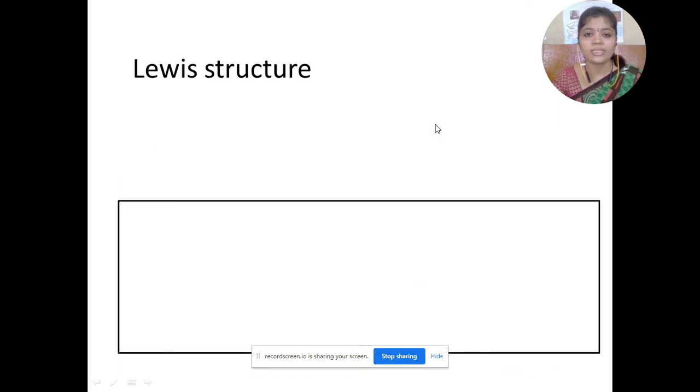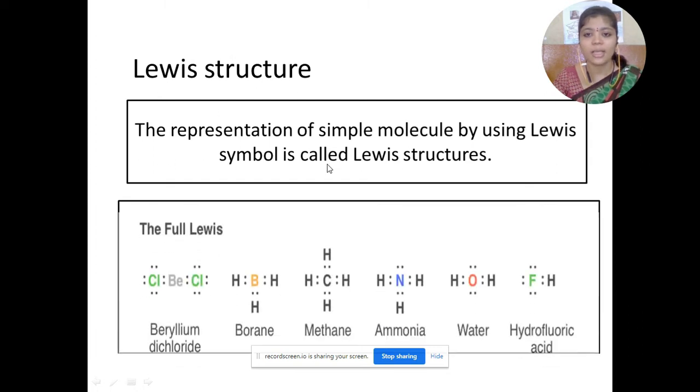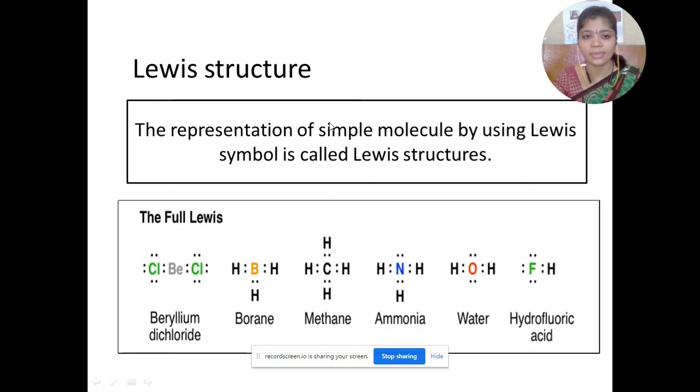And next, the Lewis structure. There is a difference between the Lewis dot symbol and the Lewis structure. The Lewis dot symbol represents a single atom, and the Lewis structure represents molecules. The Lewis structure is the representation of a simple molecule using Lewis symbols.